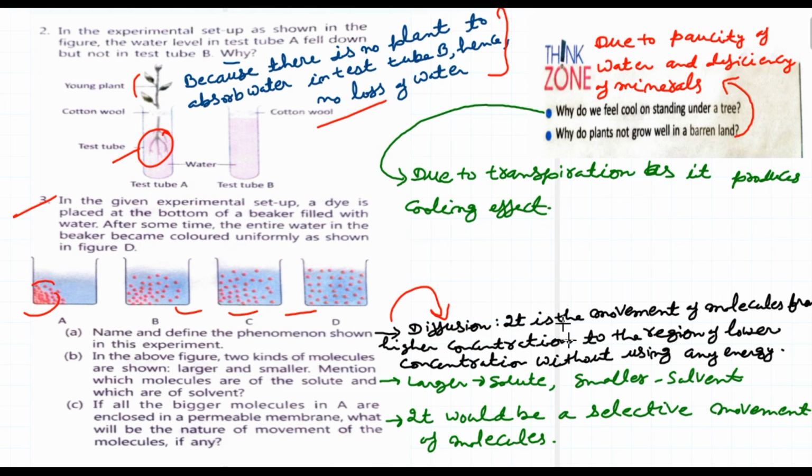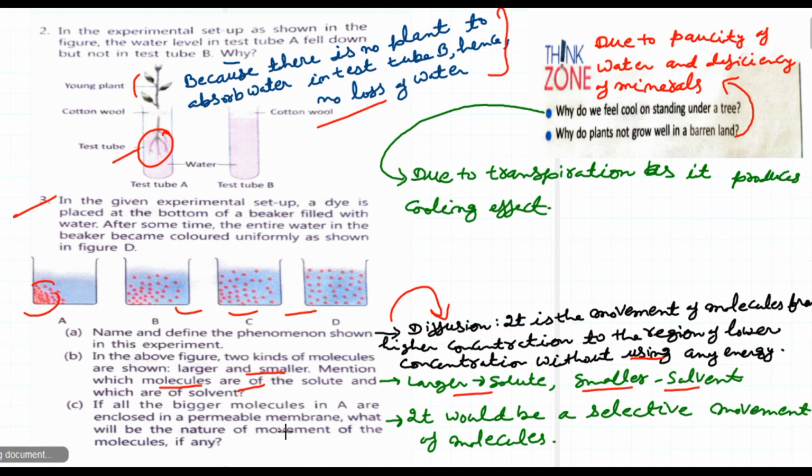What is the definition of diffusion? It is the movement of molecules from a region of higher concentration to a region of lower concentration without using any energy. So due to diffusion, they are spread everywhere. In the above figure, two kinds of molecules are shown, larger and smaller. Which molecules are of the solute and which are of the solvent? Larger dye molecules are solute and smaller water molecules are solvent.